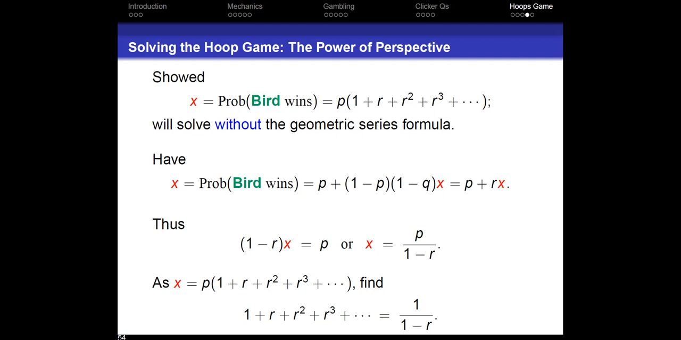So you always want to ask, is this formula reasonable? What kind of test can you do? Well, if neither one of them can hit a basket to save their life, the game should not end. We get zero over zero. So that's a good indication that something has happened.